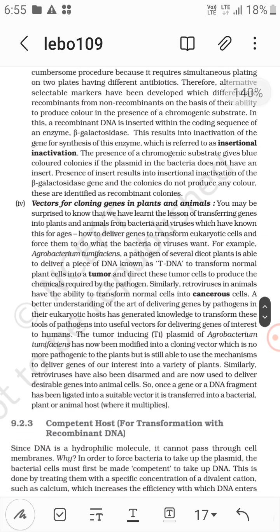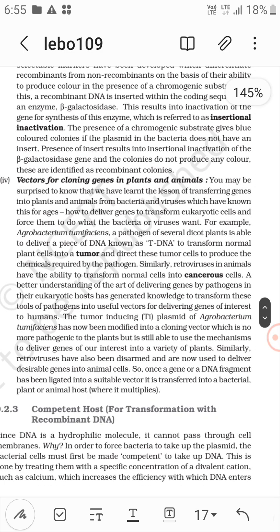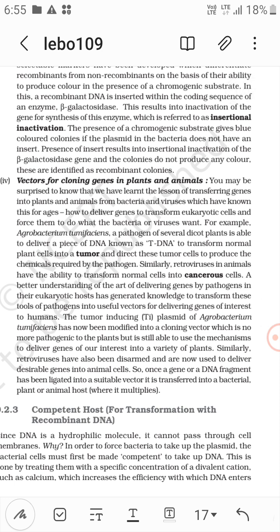Now vectors for cloning genes in plants and animals. You may be surprised to know that we have learned the lesson of transferring genes into plants and animals from bacteria and viruses, which have known this for ages. Now how do they deliver genes to transform eukaryotic cells and force them to do what the bacteria or viruses want? For example, Agrobacterium tumefaciens, a pathogen of several dicot plants, is able to deliver a piece of DNA known as T-DNA to transform normal cells into tumor cells.